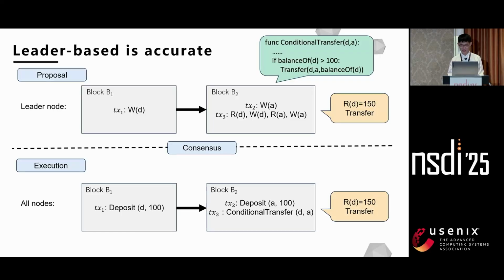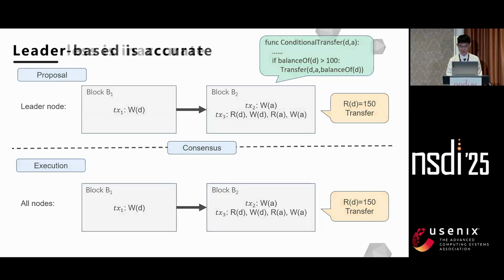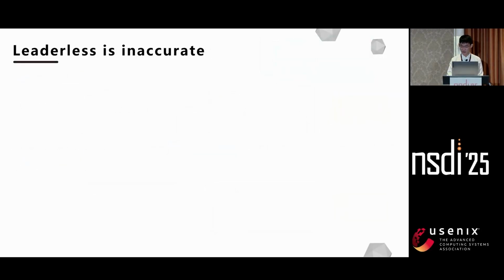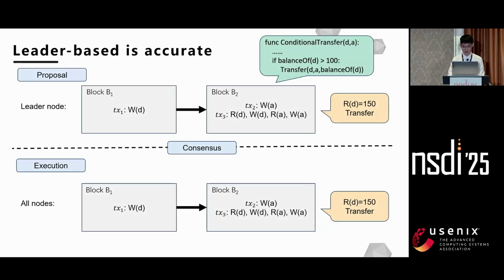After the consensus, in the execution phase, all nodes process block 1 and block 2 in the same sequence. Every node processes block 1 and block 2 in the same sequence as in the proposal phase, and the execution results, as in the read and write sets for all transactions, are the same as in the proposal phase. So we say that the execution environment is accurate in leader-based consensus.